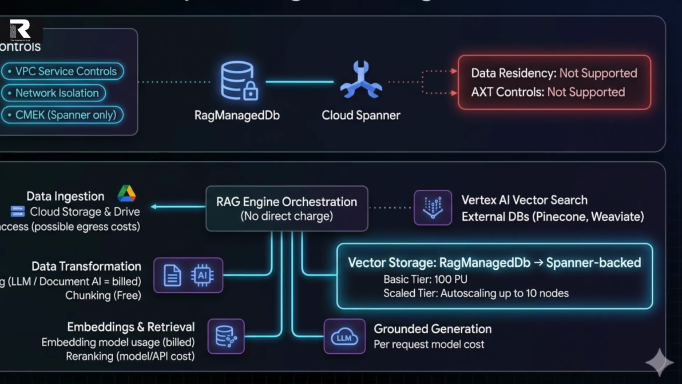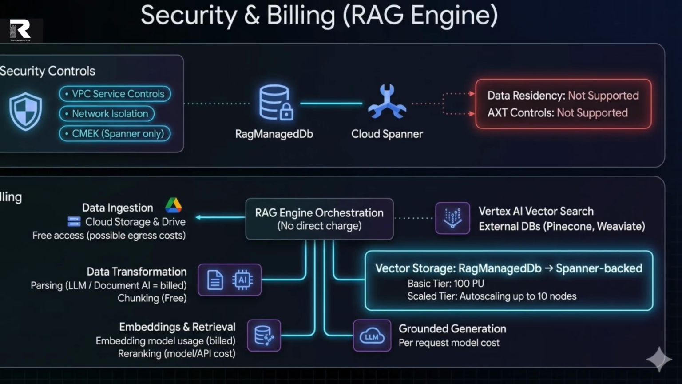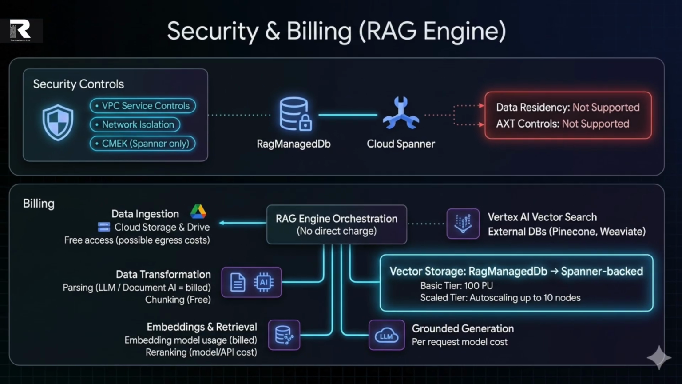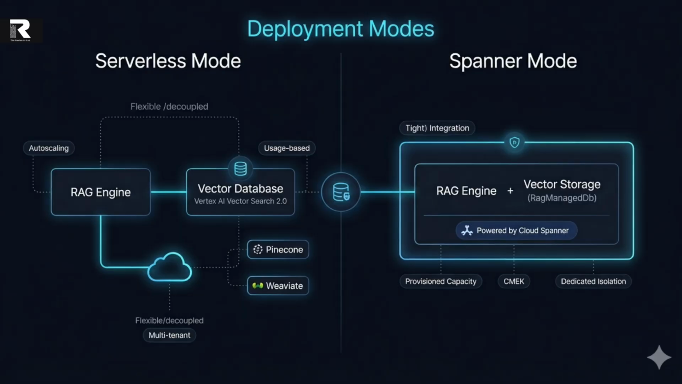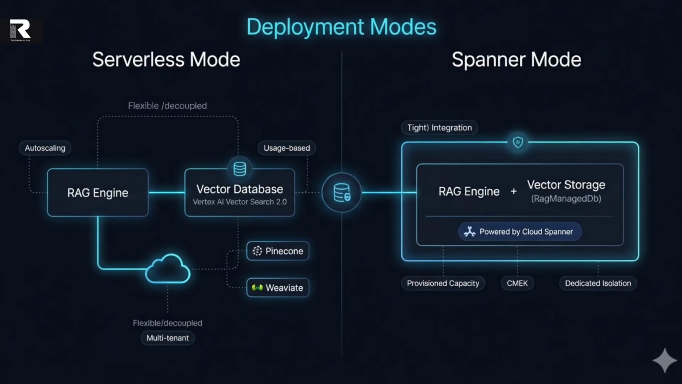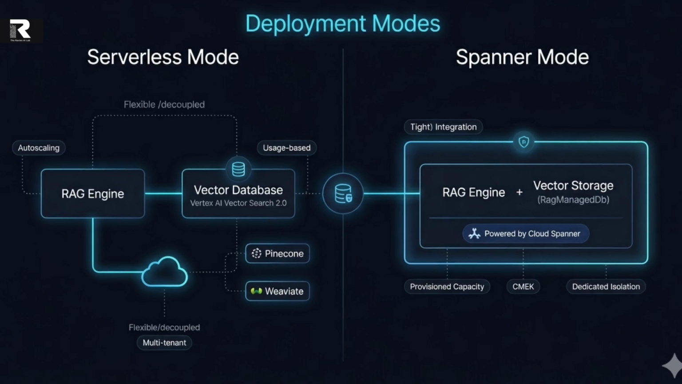It automates the entire retrieval augmented generation pipeline, helping reduce hallucinations and improve accuracy. Whether you start with serverless mode or deploy with Spanner for enterprise requirements, the RAG engine scales with your needs.